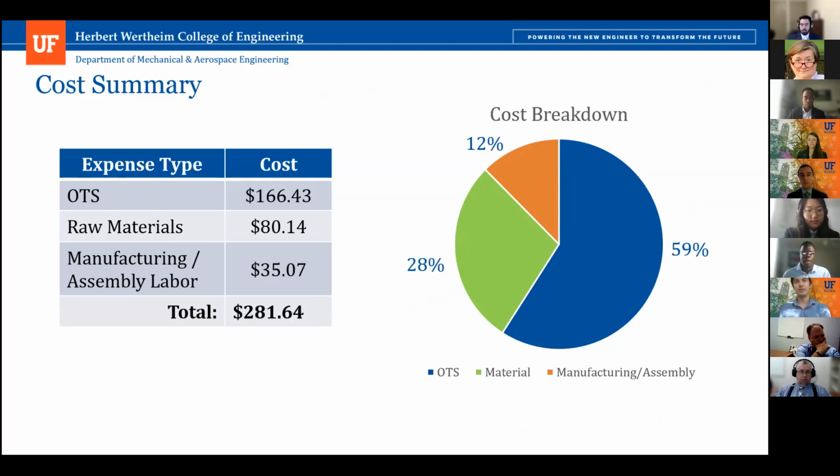Sorry about that. Here we have the cost summary per module. To find the cost per module, we added the off-the-shelf parts with the raw materials, and then used a Boothroyd-Dewhurst insertion and handling table to come up with the manufacturing and assembly cost. Our total came up to $281.64, which is over the $100 specification, but it should be noted that our materials and systems don't need any tune-ups. They don't really need any human intervention once they're installed. So the long-term cost will be lower than other designs you may see.